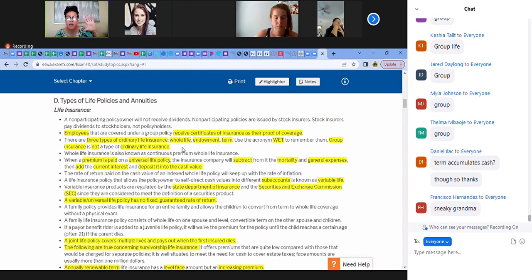So let's say I had that $100,000 policy and I had $10,000 cash. I took the $10,000 out and then I passed away. They're not going to give my family the $100,000. They're going to take the $10,000 from the $100,000 and pay the family $90,000. So that's the whole life policy, right? That's how that one's going. Yeah, sneaky grandma. That's how the whole life policy is going to work.